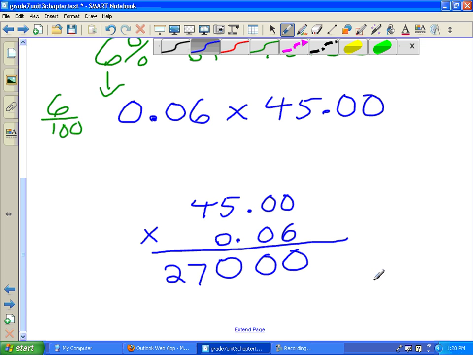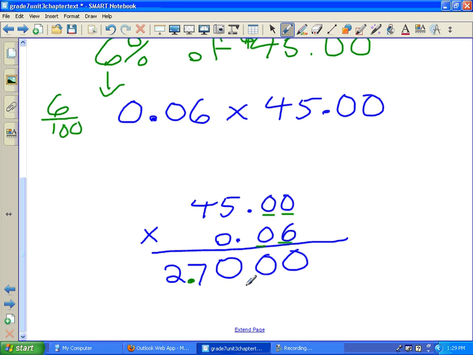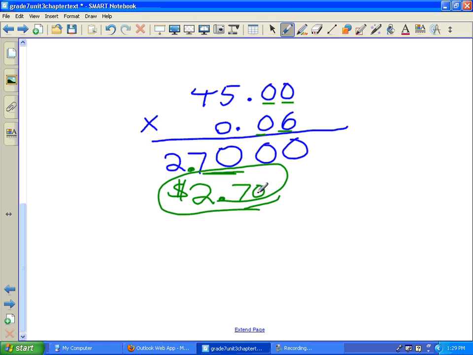The only thing we have to figure out is how many decimal places we should have. Remember we said the answer should be about 3. But if you didn't know that, just count up the number of decimal places in your problem. We have 1 decimal place, then 2 places after the decimal, 3, 4 of them. So you've got to have 4 in your answer. And we round it off to 2 decimal places. So the answer is $2.70 tax. That's how much extra we're going to have to pay.